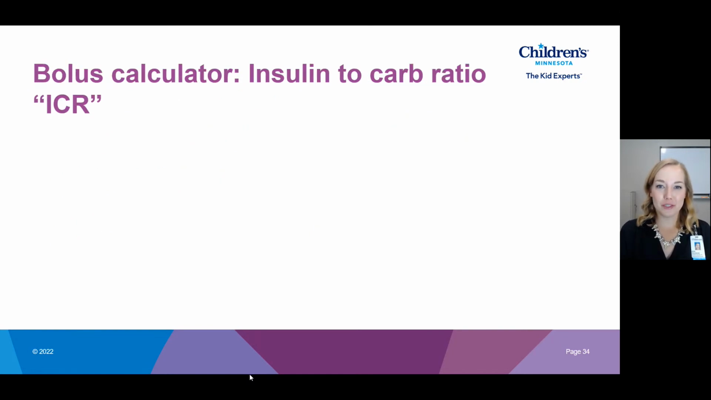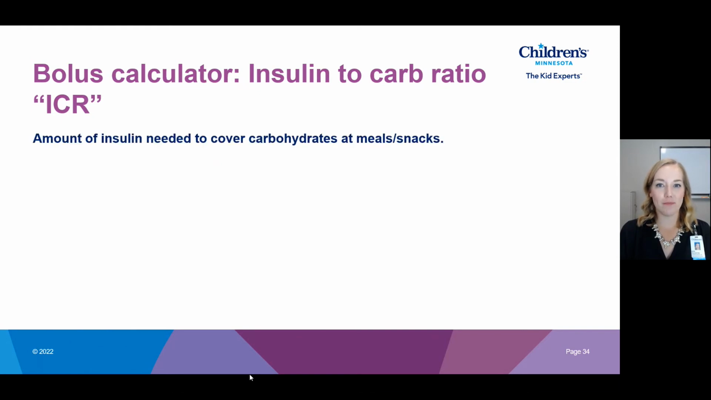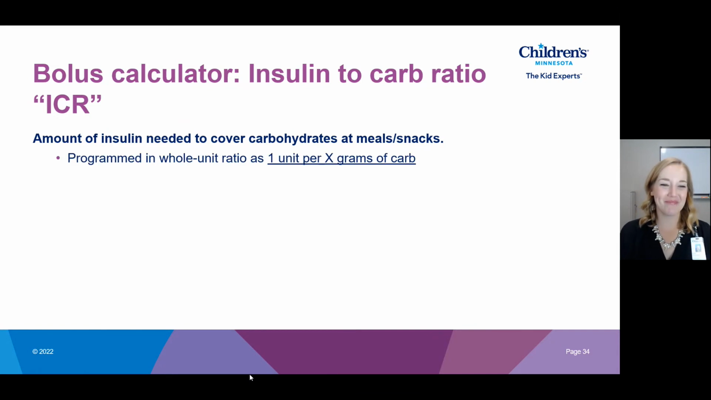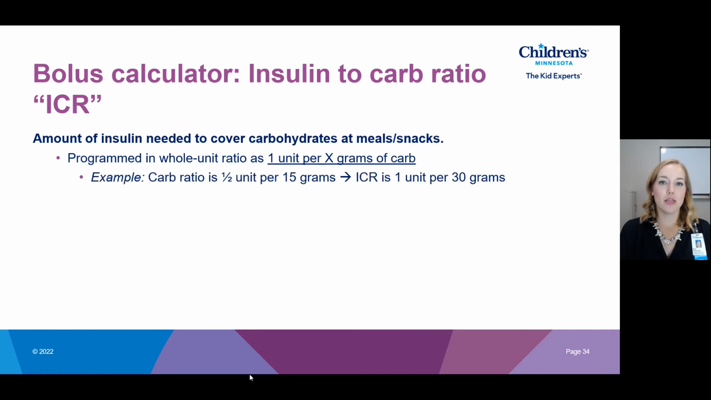So let's dive into that first component of the bolus calculator, the insulin to carb ratio, or your ICR. Your ICR is the amount of insulin that you need to cover carbohydrates when you're eating carbohydrates, so at meals and snacks. In a pump, it is programmed in whole unit ratios as 1 unit per X grams of carbs.